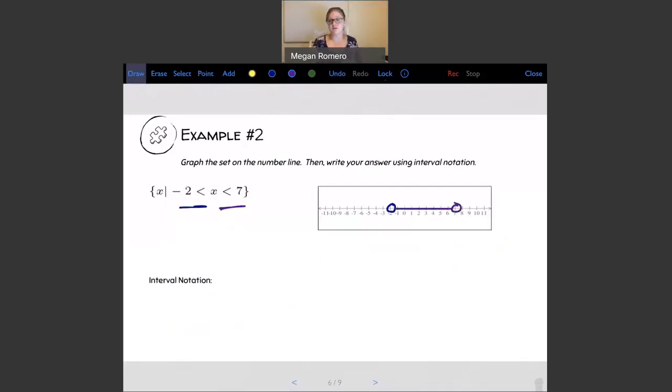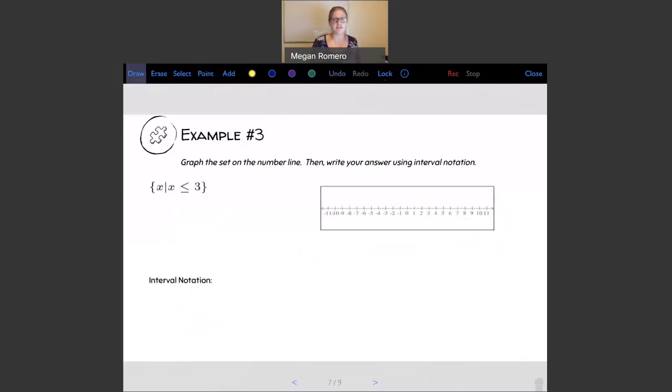Now in this case, we only need one interval to describe this set. We go left to right, or smallest to biggest. Our leftmost endpoint is -2. Since it's an open circle, or greater than, we use a parenthesis, and we go to 7, also a parenthesis, because those endpoints are not included. So that corresponds with our parentheses and our open circles.